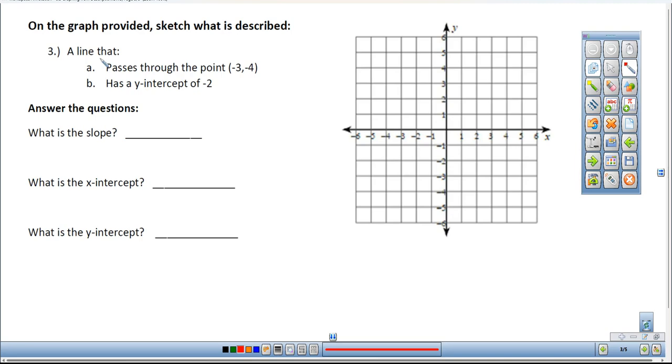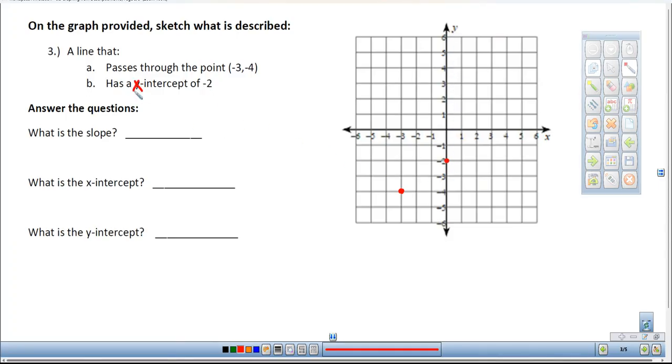Can you draw a line that passes through -3, -4? Okay, well, we need to know where -3, -4 is. -3 is the x value, so right here. -4 is the y value, so right here. And it has a y-intercept of -2. Well, here's the y-axis. It says -2.